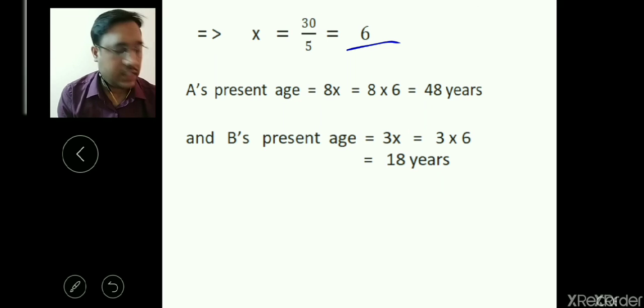Now you can solve exercise 8B, questions number 8 to 15, easily from the RS Aggarwal book.